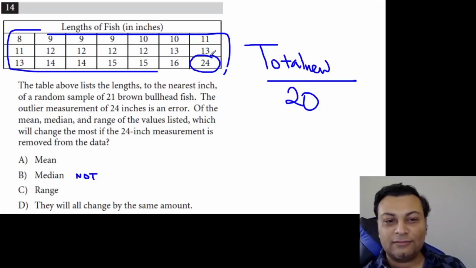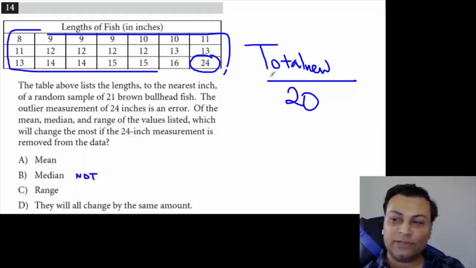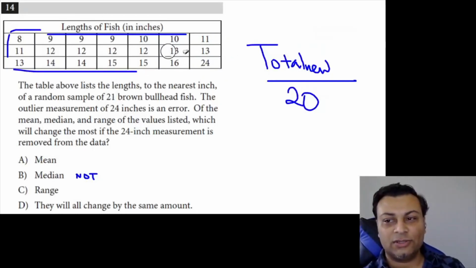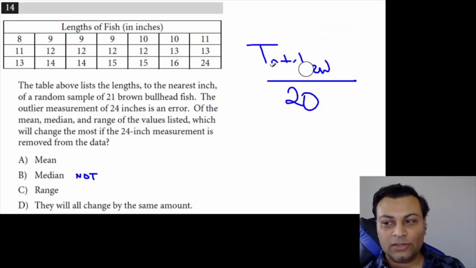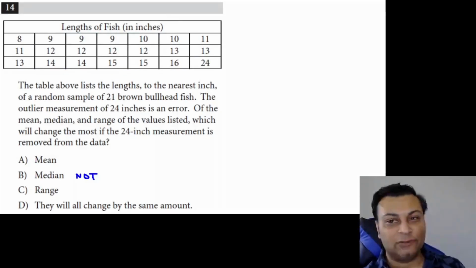It's a lot less than that lower. It won't be 24 lower than the old mean because there's a division going on and it kind of gets diluted. It kind of gets averaged out. So the new mean is not 24 lower than the old mean. It's not much lower than the old mean. But let's look at the range.